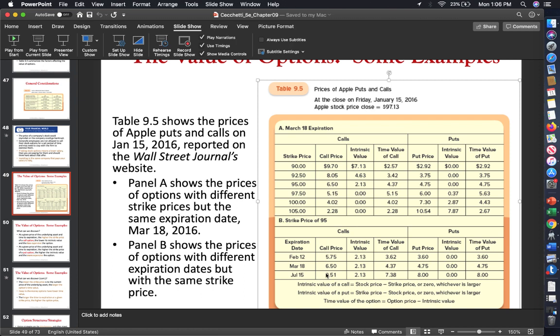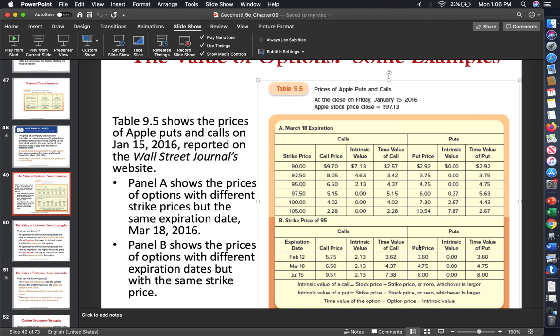Now, something to keep in mind, this one has 6 times the duration of that one, right? This is like 4 weeks, this is 6 months, more than 6 times, but the price is only about 50% higher. It's not 6 times higher. That's something important to notice.